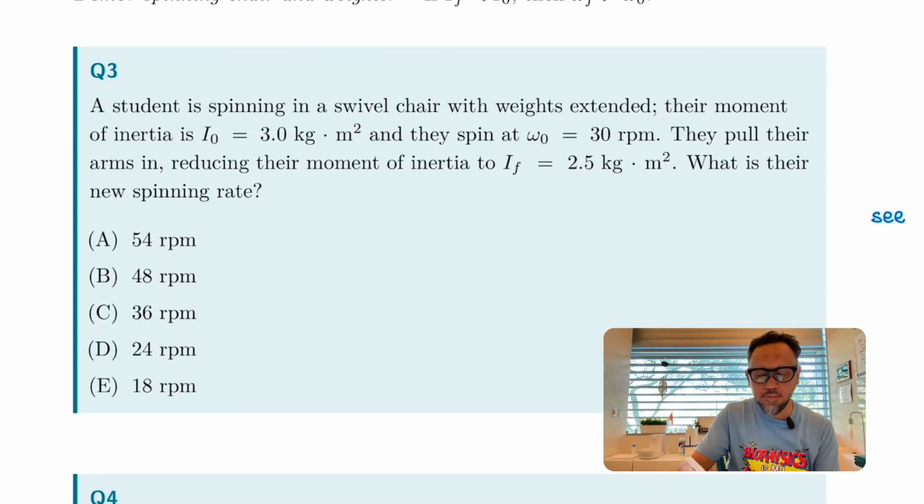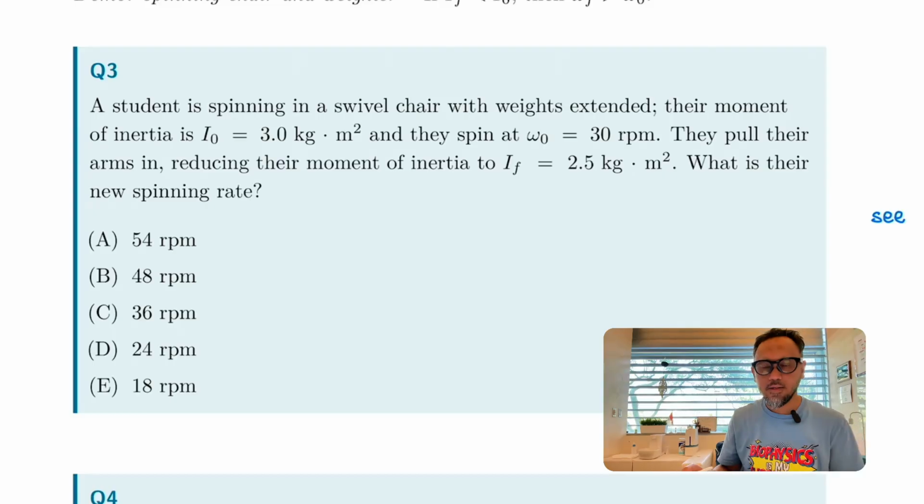A student is spinning in a swivel chair with weights extended. Their moment of inertia initially is 3 kg meter squared. They spin at omega naught, which is equal to 30 RPM. They pull their arms in, reducing their moment of inertia to 2.5 kg meter squared. What is their new spinning rate?